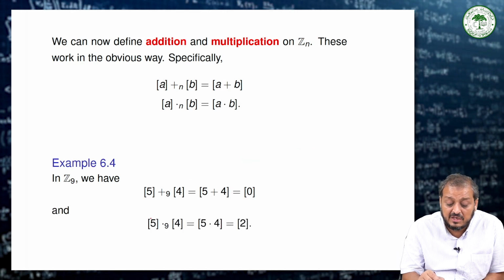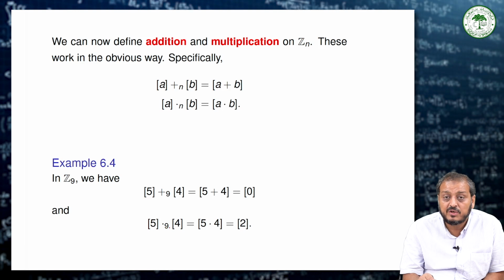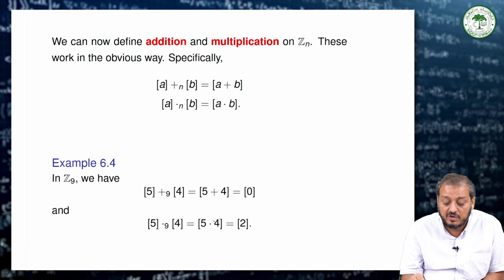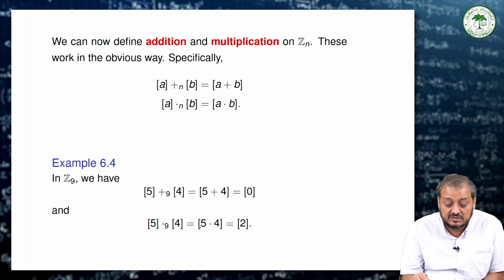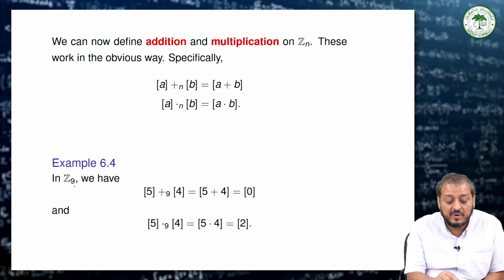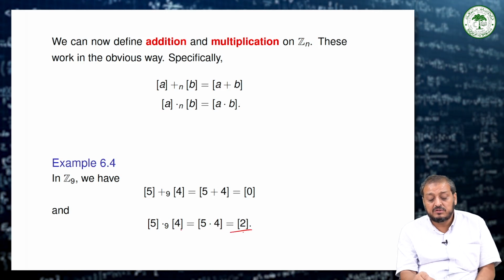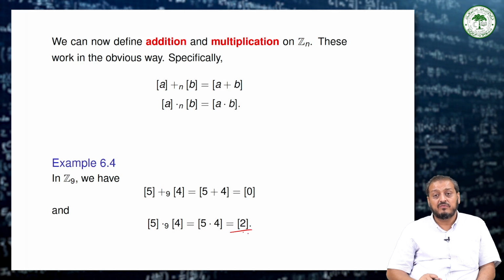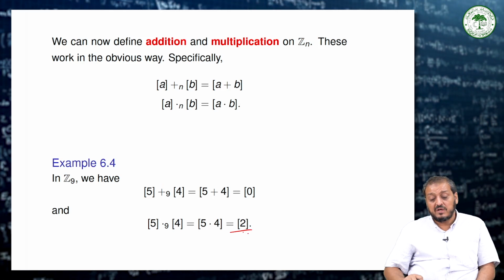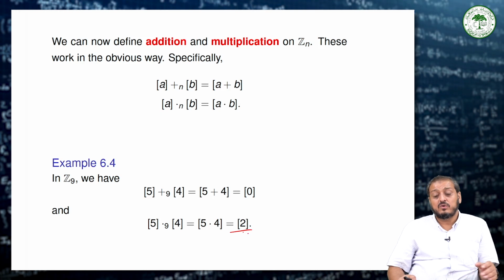If we take multiplication, 5 under multiplication modulo 9 with 4 is 5 times 4, which is equal to 20, and divided by 9, the remainder is 2. So this product is also in the form of this set. So this is addition and multiplication. Now the natural question is this.